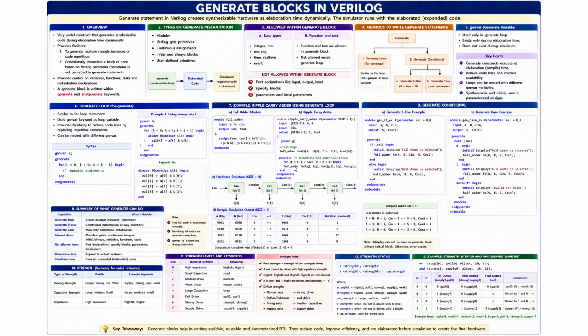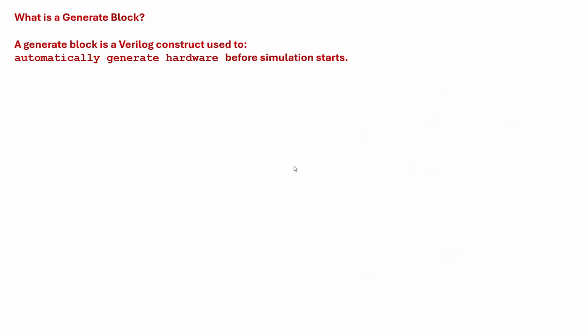Whatever code you write will be repeated multiple times. The generate block is a Verilog construct that generates hardware automatically. Before the simulation starts, it will automatically generate the hardware. Suppose I want to build an AND gate. What is the AND gate output we are getting?